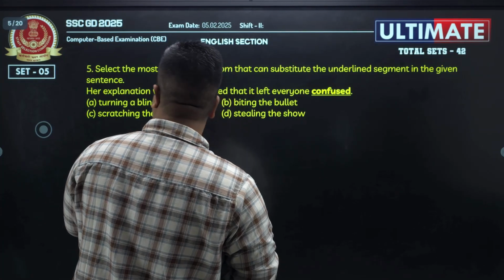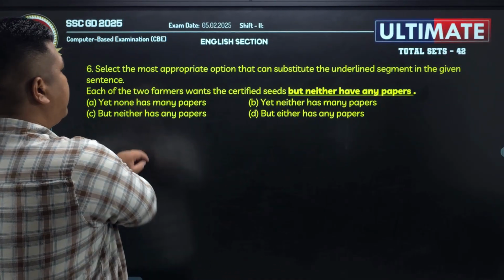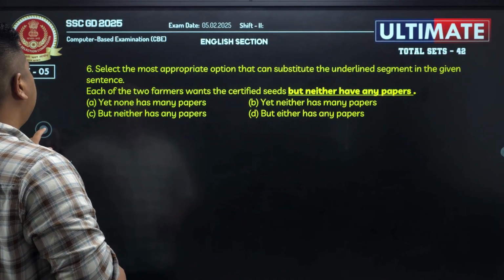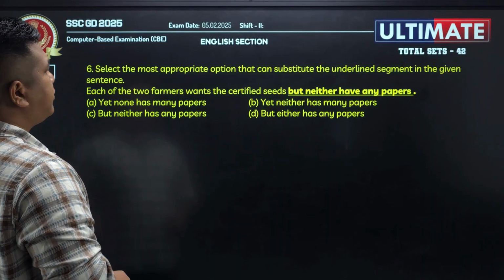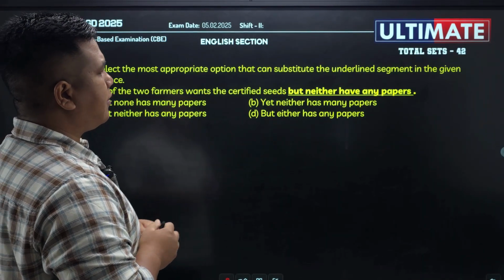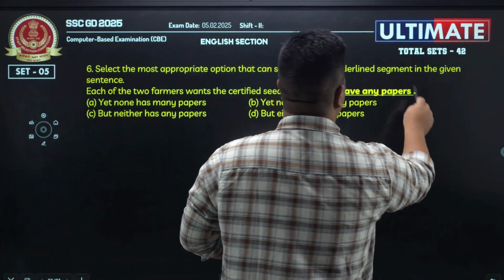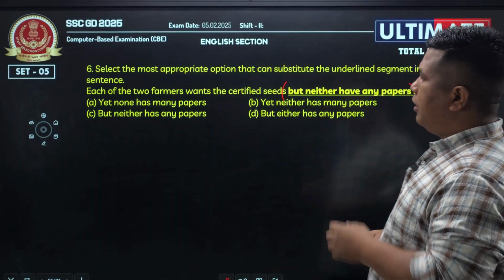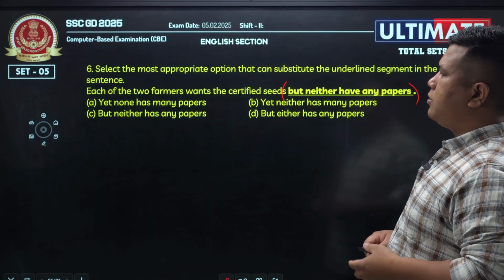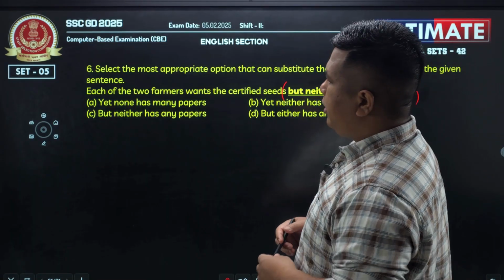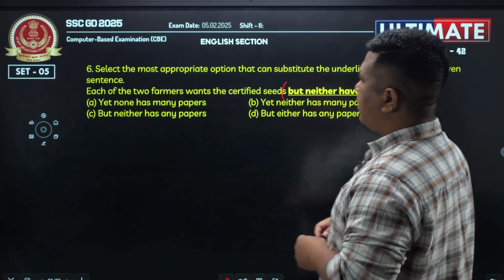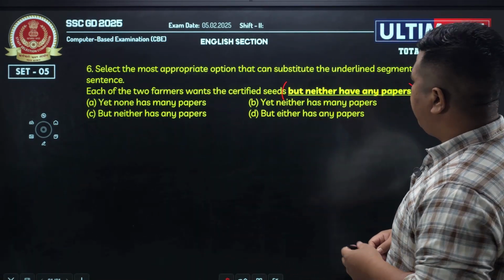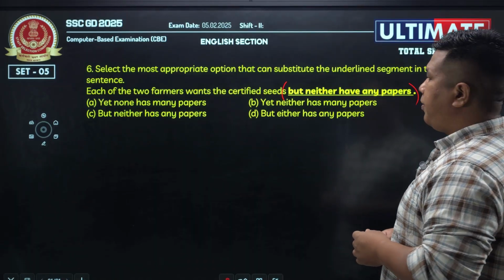Then question number 6. Select the most appropriate option that can substitute the underlined segment. The underlined segment needs substitution. But before we look at the options, let us see what is wrong here. Each of the two farmers wants the certified seeds, but neither have any papers.